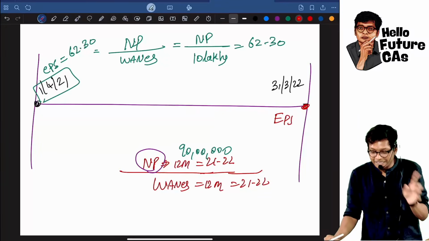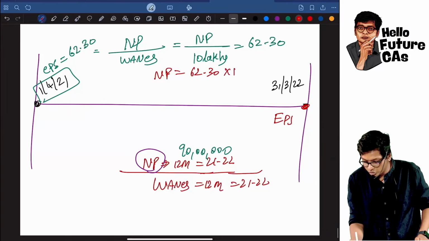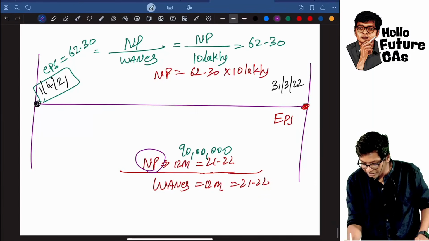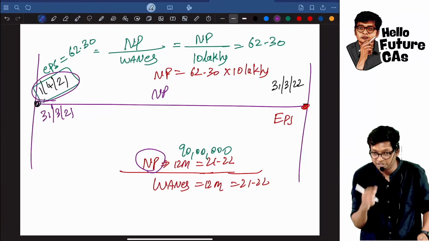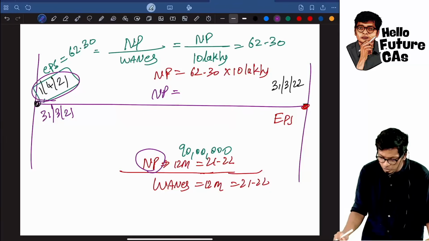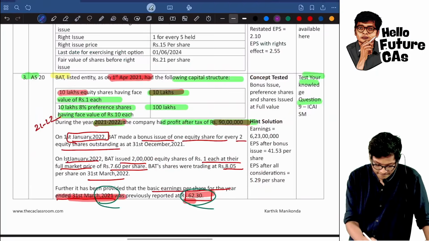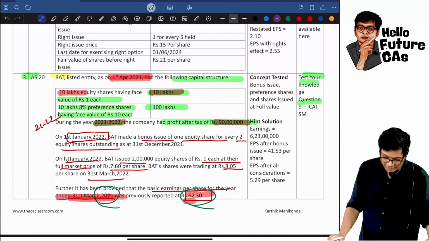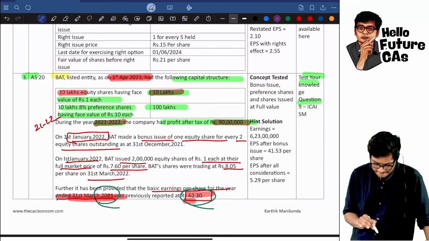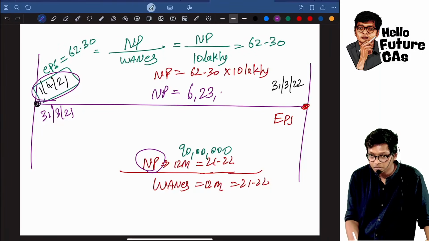62.30. So if I work in reverse, net profit will be 62.30 into 10 lakhs. Take your calculators. Tell me the net profit of last year, which is 31st March 21. How much? 6 crores? Just check correctly once. 10 lakh equity shares having face value of 1 each. How much are you getting? 6 crores 23 lakhs. Okay.